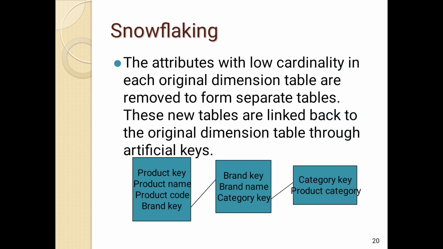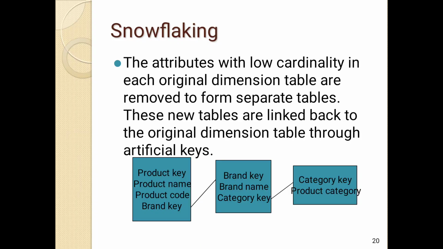Snowflaking. The attributes with a low cardinality in each original dimension table are removed to form separate tables. So these new tables are linked back to the original dimension table through an artificial key. It is also like a hierarchy. For example, product, we are having product key, product name, product code, and what about the brand of the product? So we can extend a separate dimension table for brand. So we need a brand key, brand name, and category key.